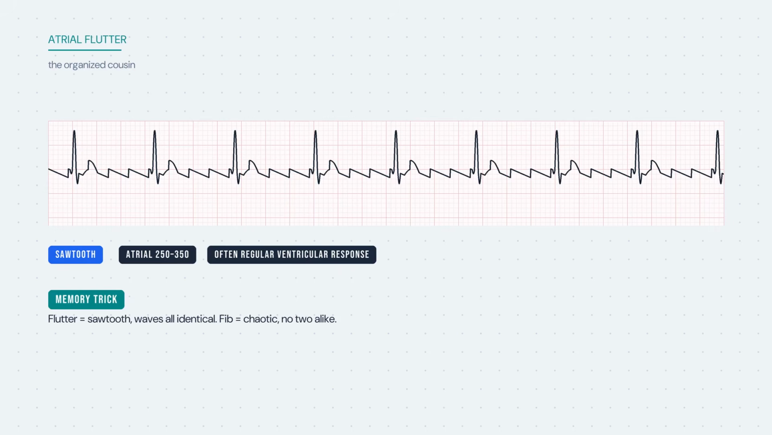Atrial flutter is the organized version of the same idea. One reentrant circuit in the atrium, looping around 250 to 350 beats a minute. That produces a sawtooth pattern instead of a chaotic baseline. The flutter waves are identical to each other, which is the tell. The AV node blocks a fixed proportion, so the ventricular response is often regular. Same clot risk, same anticoagulation logic. Flutter, sawtooth, waves all identical. Fibrillation, chaotic, no two alike.